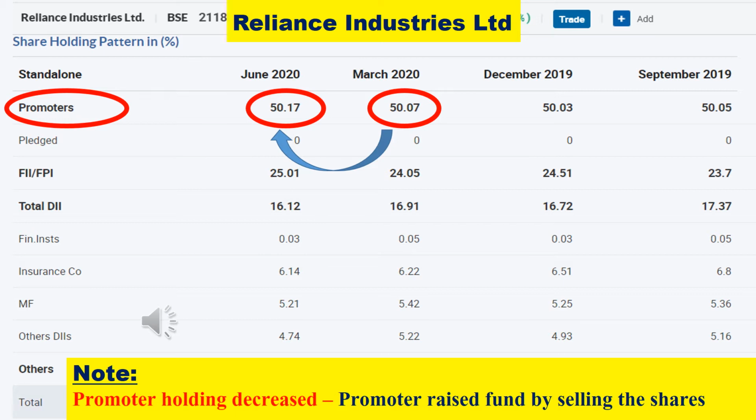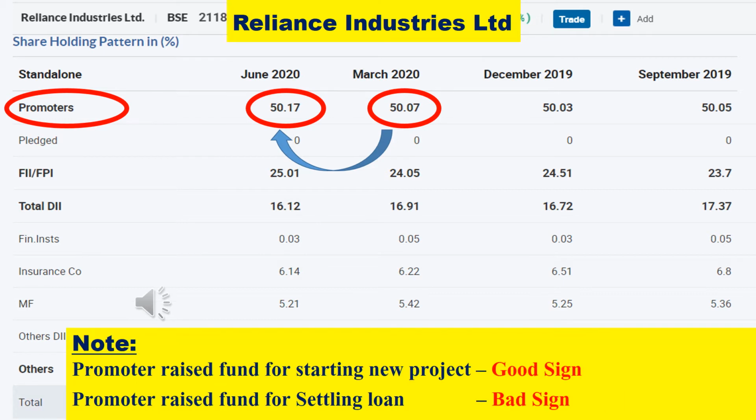That we can easily check from Google. For example, if any company raises funds for starting new projects or for developing the business, then it is a good sign. But if the company's loan amount has increased and the company has raised funds for settling that loan, then it is a negative sign.